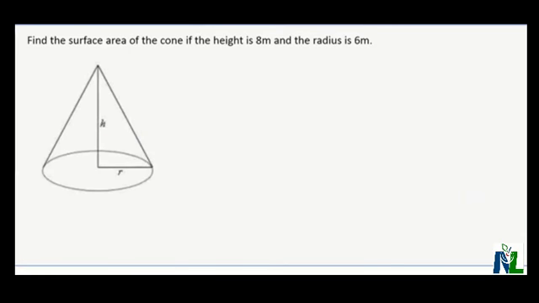So in this example, we're asked to find the surface area of a cone. The height is 8 meters and the radius is 6 meters. So remember from the formula, there's two pieces. We have pi r squared for our circular bottom, and we have pi rs, which is the area of the sector. But remember that s is for slant height. Here I have my perpendicular height, so I need to figure out what the slant height is.